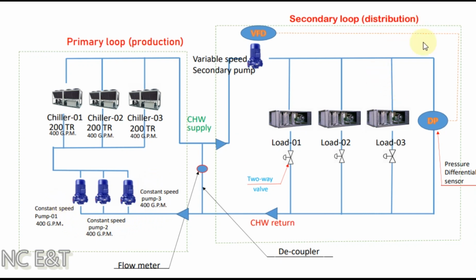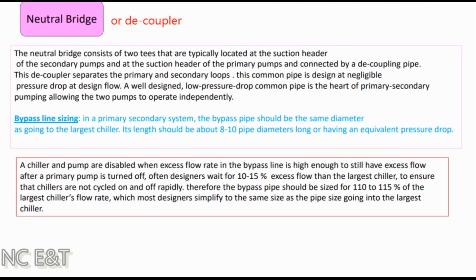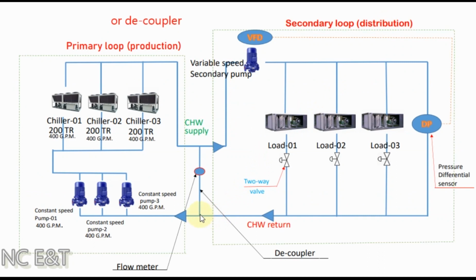In the secondary loop, we have air terminal devices, AHUs and FCUs, that are fitted with a two-way valve, and a variable speed secondary pump that is controlled by a variable frequency drive that gets a signal from a differential pressure sensor installed at the end of the chill water network between the supply and return piping. In this schematic diagram, this is the decoupler pipe and it is connected between the suction header of the secondary pump and the suction header of the primary pump, and this common pipe separates the primary loop and the secondary loop.